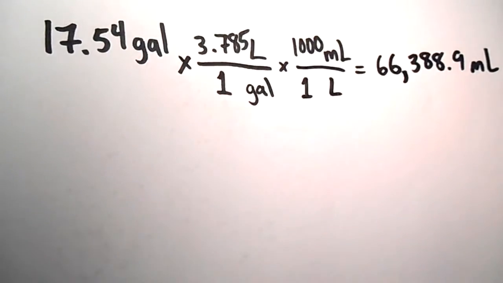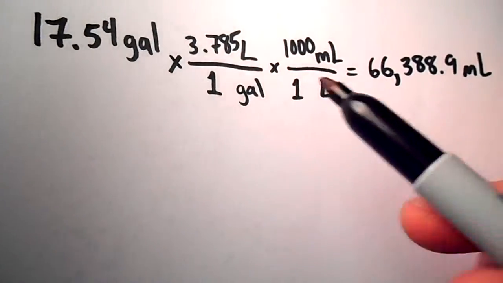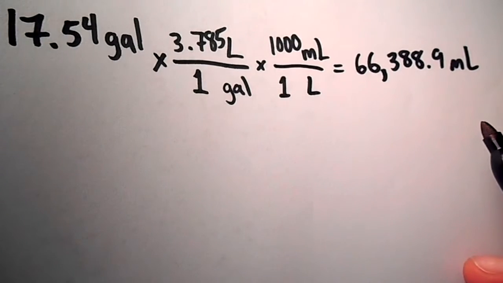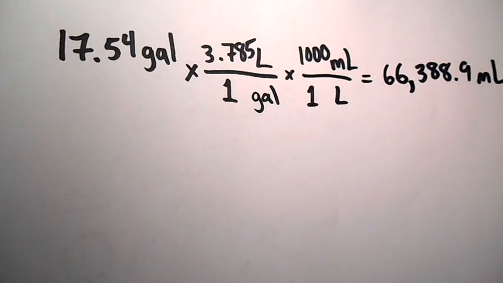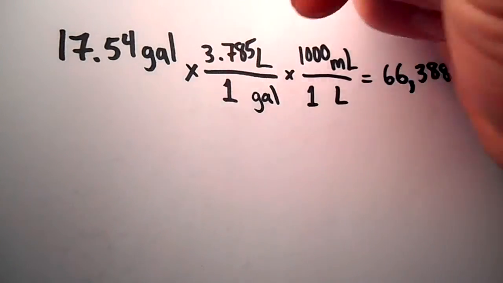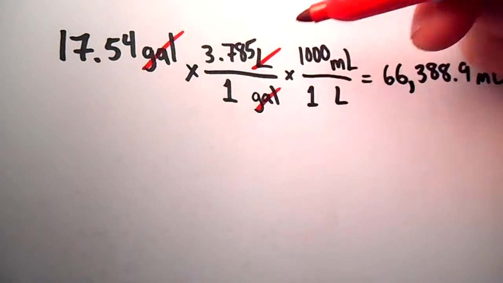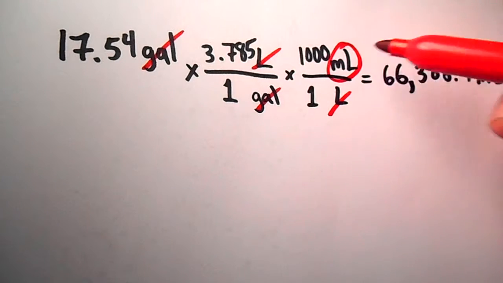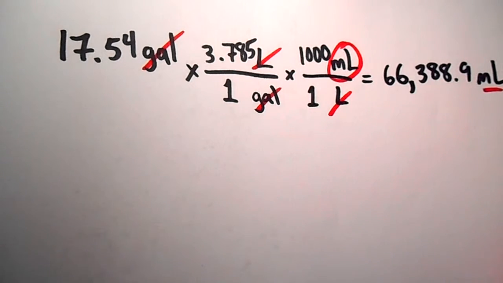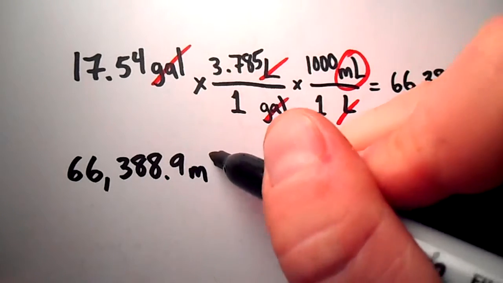Already, we've got an easier problem. Now, I'm leaving this number raw. Everything I'm going to do in this problem is multiplication and division, so I'm not going to round until I get to the end. Notice also, using dimensional analysis, we can see that gallons canceled, liters canceled, and so we were only left with milliliters, and so that's what my unit is in this problem. That's how many milliliters she is.